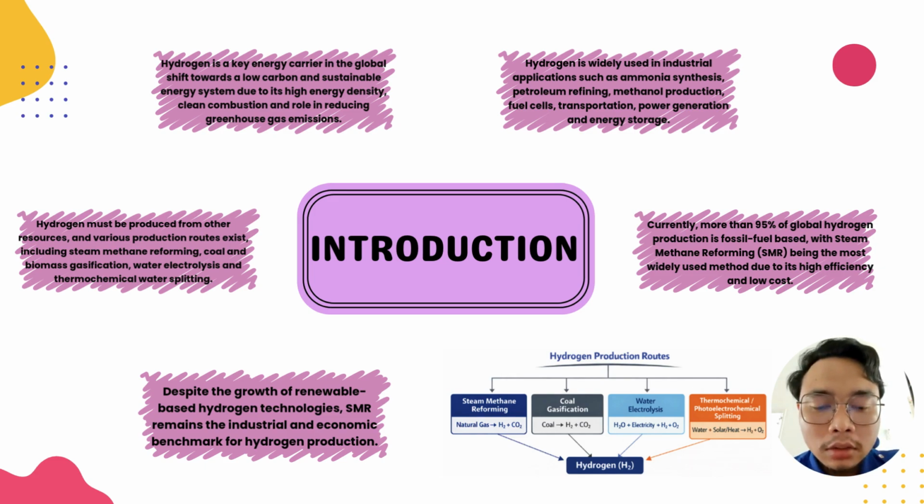As we can see in the figure I put there, for hydrogen production routes, steam methane reforming of natural gas can produce hydrogen and carbon dioxide. Then coal gasification, coal can produce hydrogen and carbon dioxide. Water is also the same, but with the add-on of electricity, which can produce hydrogen and oxygen. Then photochemical splitting can also produce the same product, which is hydrogen.